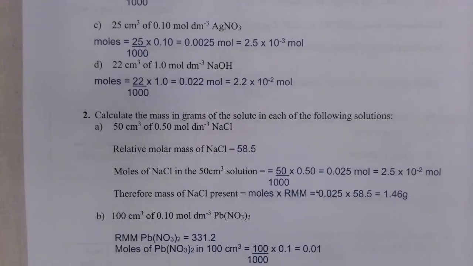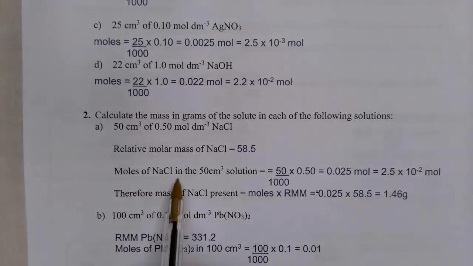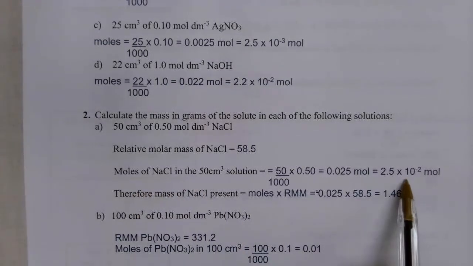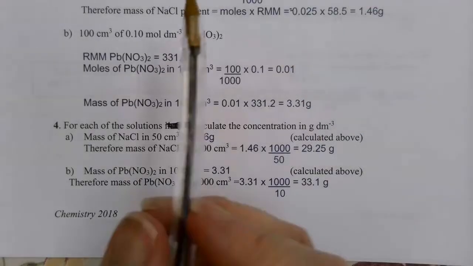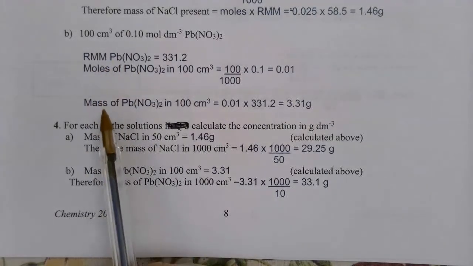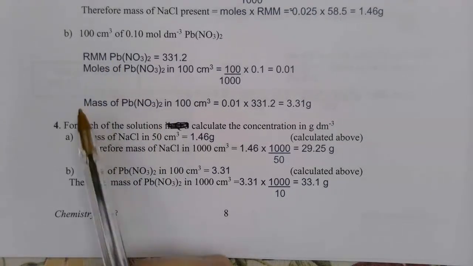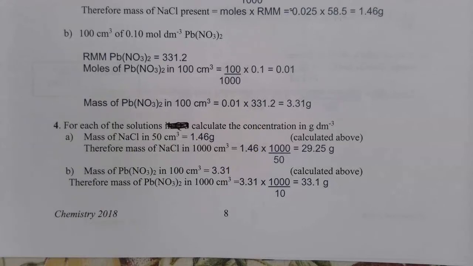If we're asked to calculate the mass in grams of the solute in each case, we just need to add on that final step of timesing the number of moles we just calculated by the RMM. So we do the first step, we work out the number of moles, exactly the same as we've done before. It's just now to find the mass, we're going to times through by the RMM. And again, same steps here. We work out the moles, and then to find the mass, we times the moles by the RMM.